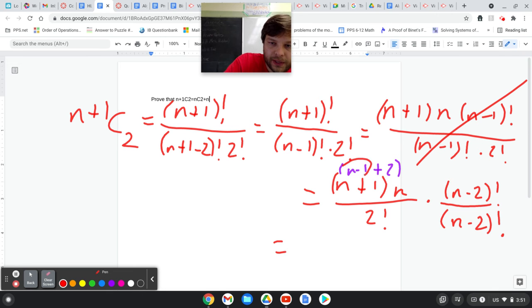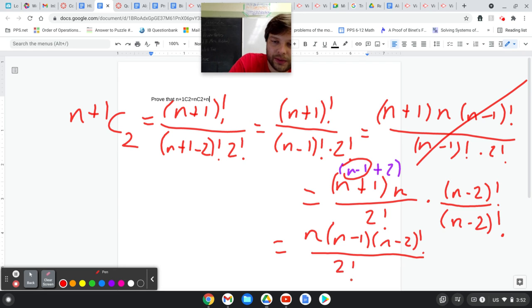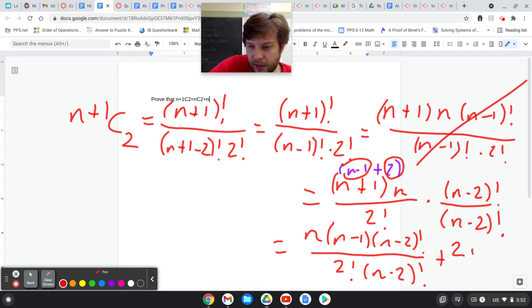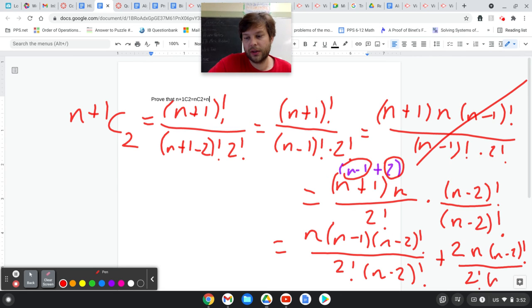So I have here, I'm going to take this first piece and multiply it by everything else. So I have n minus 1, n minus 2 factorial. The denominator is 2 factorial times n minus 2 factorial. And then I'm going to take the second piece, 2, and go plus 2 times n minus 2 factorial over 2 factorial n minus 2 factorial.